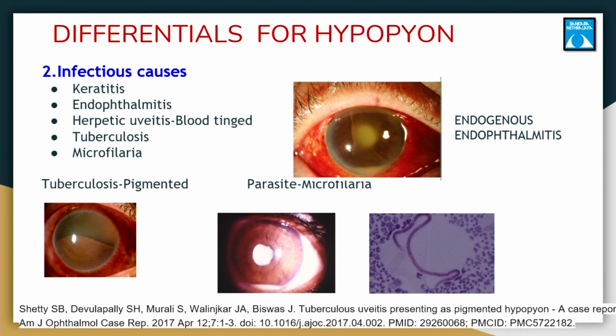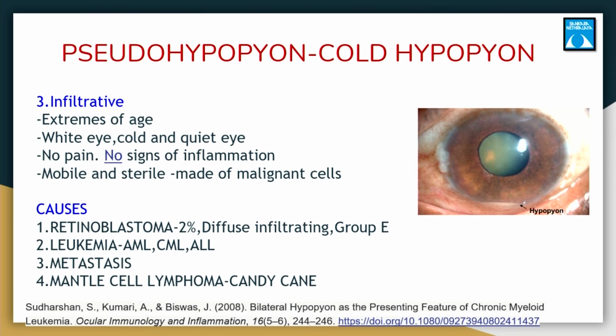If you have a black hypopyon, what is the cause? Listeria. And the third category is due to infiltrative causes, where it is called a pseudohypopyon or a cold hypopyon. It is seen in extremes of age, where the eye is characteristically white without any signs of inflammation and the patient doesn't have any pain. The contents of the hypopyon are made up of malignant cells. It is seen in almost 2% of cases of retinoblastoma, mainly the diffuse infiltrating type, and it is classified into group E.